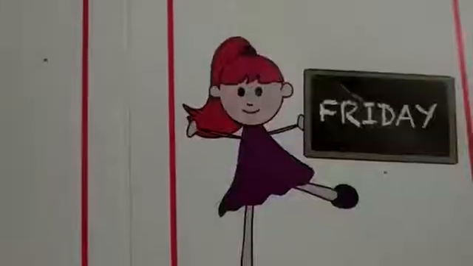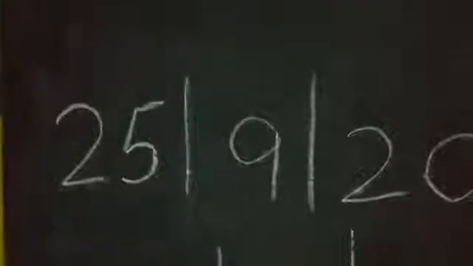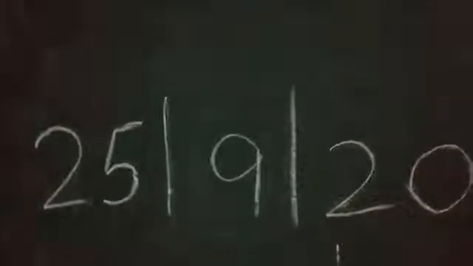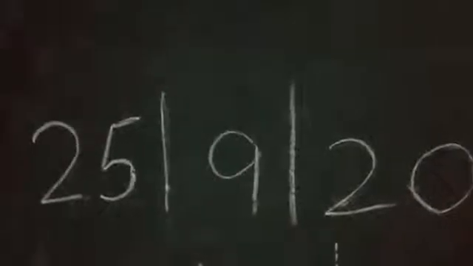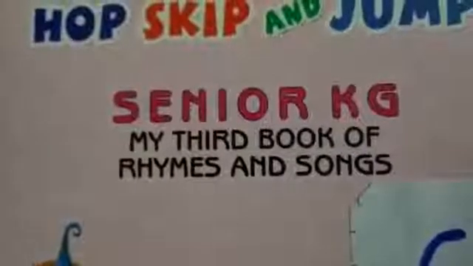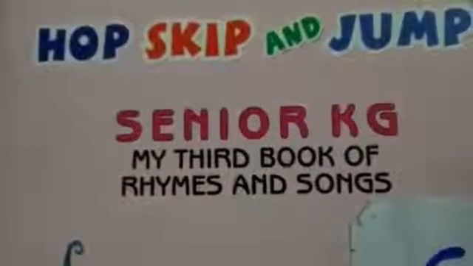Today is Friday. Today is 25 September 2020. Children, now take your rhymes and songs book, book number 6.